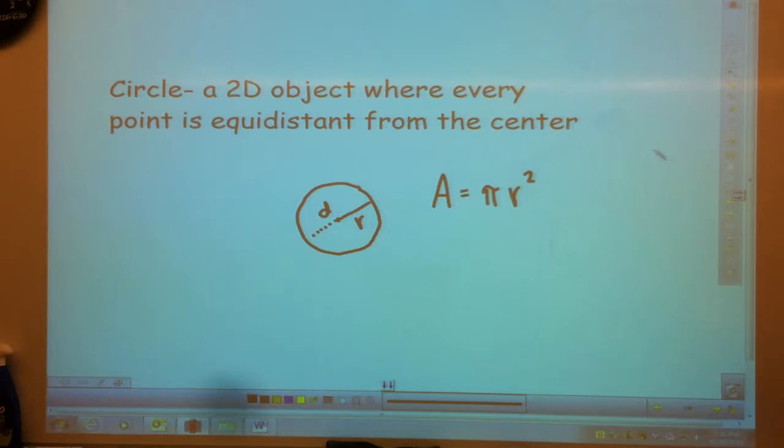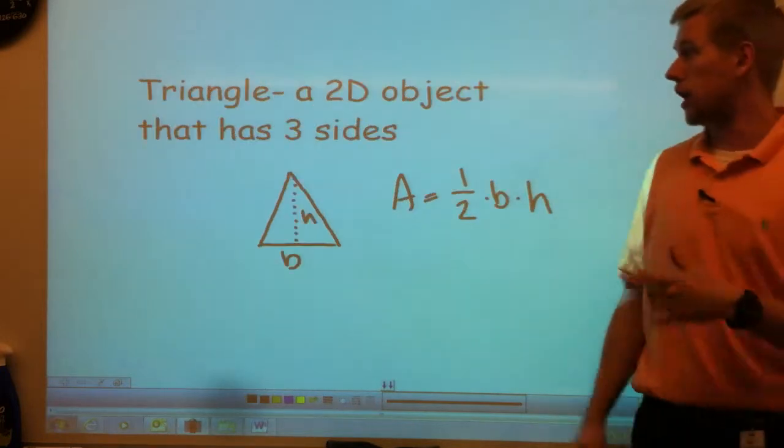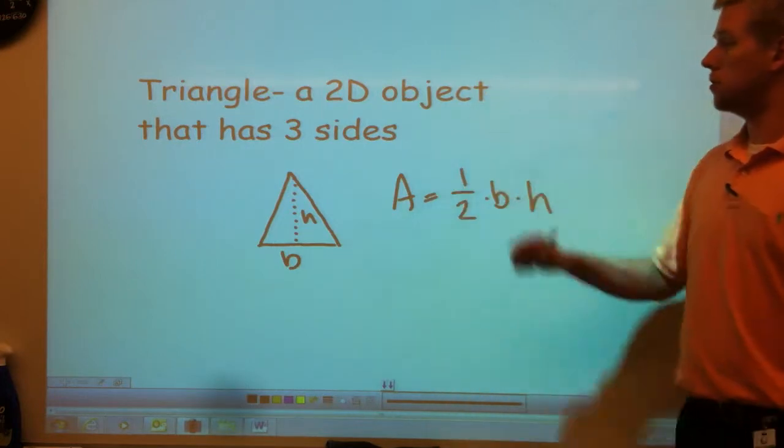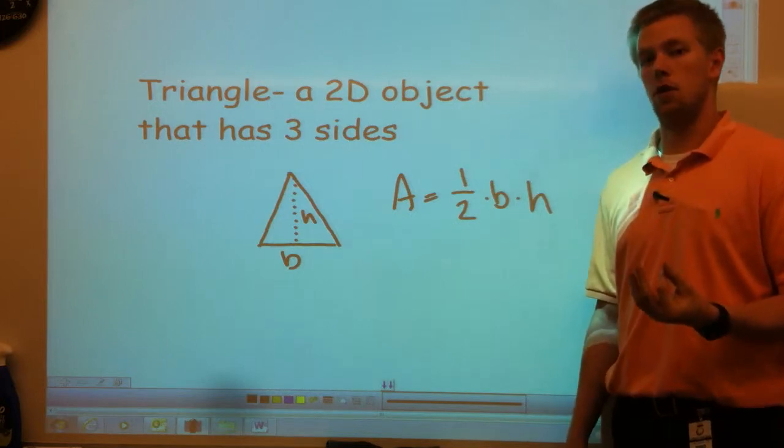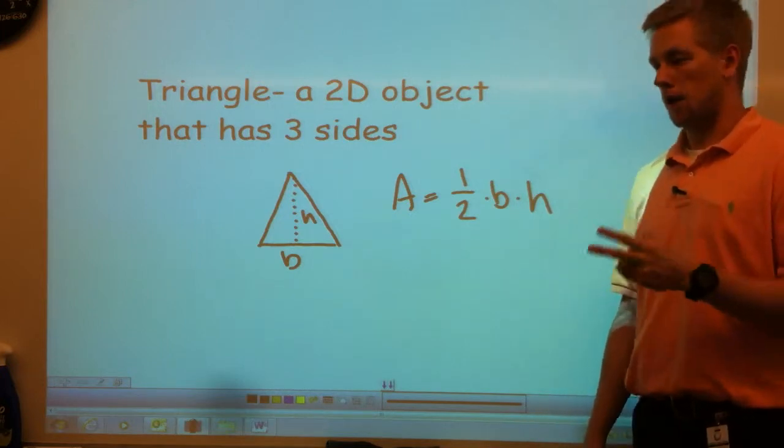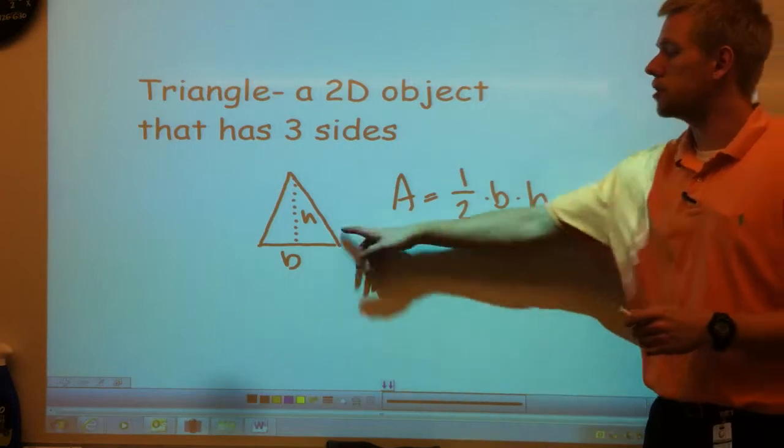The next shape we have is a triangle. A triangle has a very easy definition. It's a two-dimensional object that has three sides. Okay, there's several types of triangles. We'll get into those later, hopefully. If not, you'll definitely see it in Math 2 and Math 3. Okay, so draw a picture of a triangle.